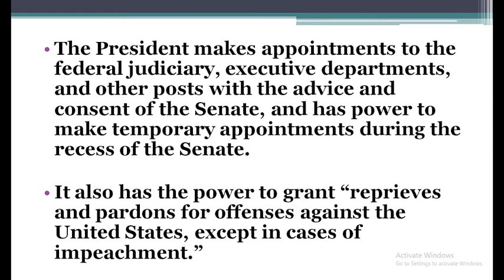The President also has the power to grant reprieves and pardons for offenses against the United States, except in the case of impeachment. In case of impeachment, the President has no role at all, but in case of other crimes or other offenses, the President can pardon or reduce the punishment of a person or a criminal. This power is vested with the President alone.